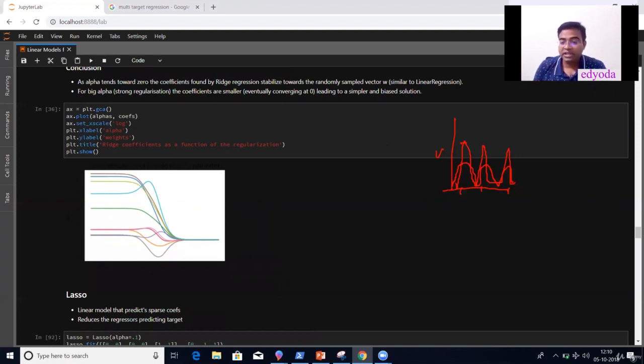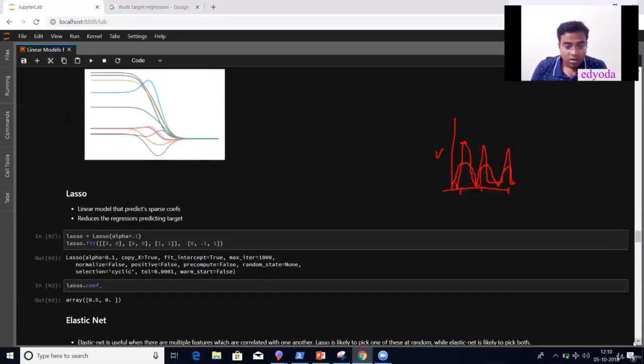Alpha tapers, it reduces the impact. So we can see these are different values of coefficients, with different colors. And as we keep on increasing the value of alpha, you can see the coefficients coming closer to 0. And finally, all of them stabilize on further increasing the value of alpha. Okay, so that's the fundamental takeaway from ridge regression.